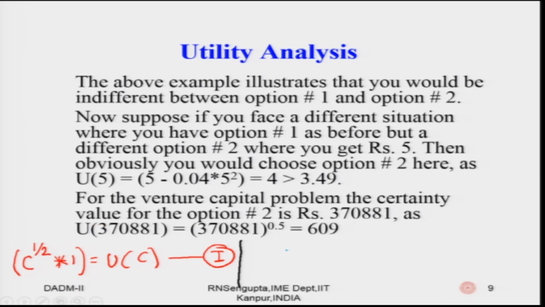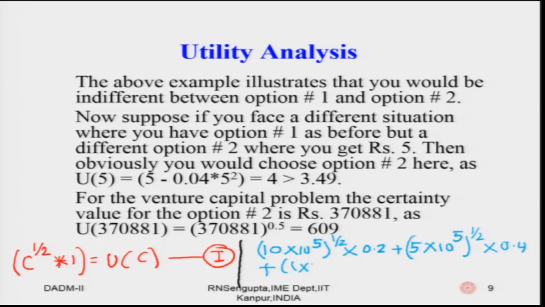So you had 3 options. It was 10 lakhs to the power half into 0.2, plus 5 lakhs to the power half into 0.4, plus 1 lakh to the power half into 0.4. I am just writing the equations as they are, putting a bracket here. So this is equation 2. Balance equations 1 and 2 and find out the value of C. That is the main idea.